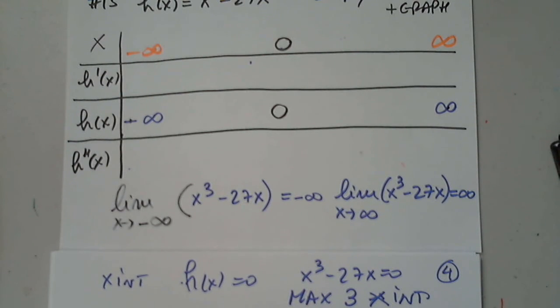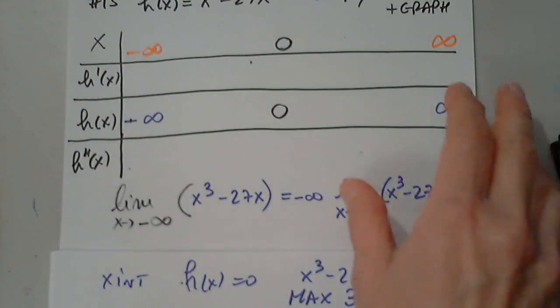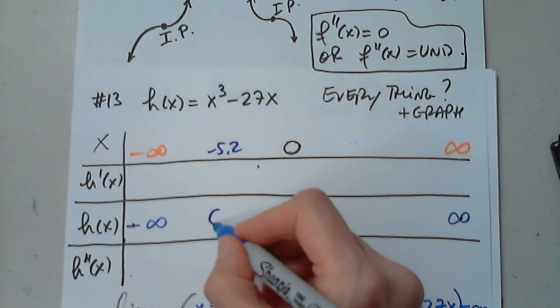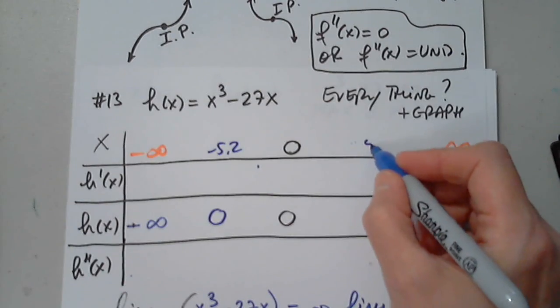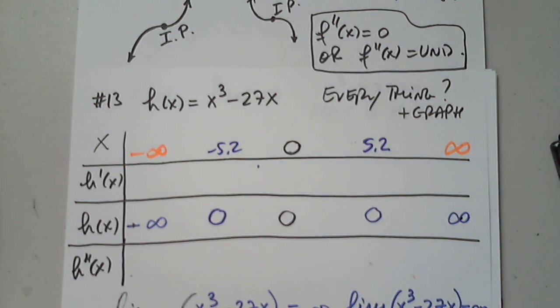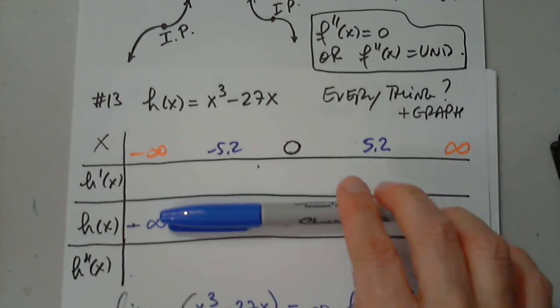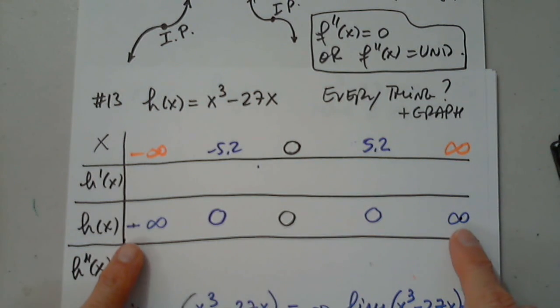So now I want to get the solutions. We already knew that one of the solutions was 0. We already identified that. One is 5.2 and the other one is negative 5.2. I go back immediately to my table with 5.2 and negative 5.2 and put the 0 for the function. There is nothing else I can find about the function from the function itself. X and y intercepts and limits. Done. There is nothing else.